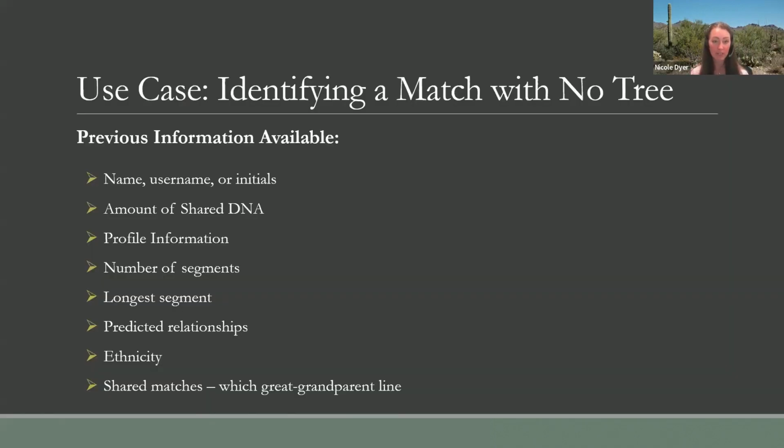So when we're trying to identify a match with no tree, if we do not have the enhanced shared matches, the information we usually have at our fingertips to identify them is their name, the amount of shared DNA, any information in their profile, such as their residence, the number of segments, the longest segment, predicted relationships, ethnicity, and then looking at shared matches, which is usually what we do to figure out which great grandparent line they would fall into after doing the leeds method.